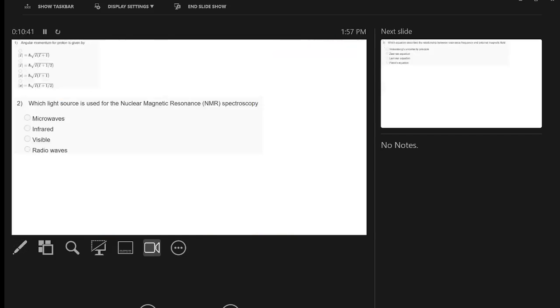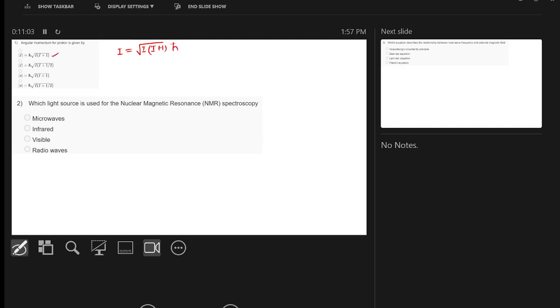So based on this discussion, we will try to solve a few problems. So first, the angular momentum for a proton is given by. The angular momentum we saw in the first slide is given by √(I(I+1)) in the unit of h-bar. So which will be the correct option?